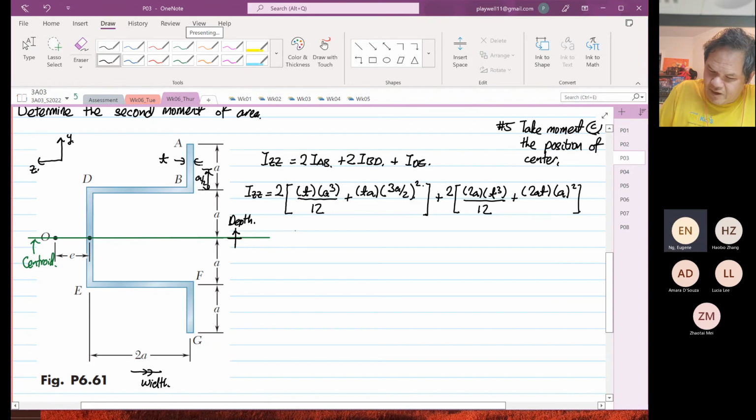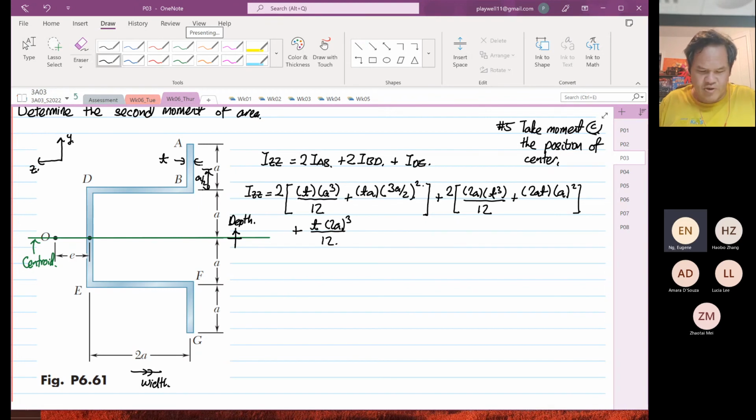And then we are going to plus IDE. So the width is T. The depth is 2A cubed over 12. Okay, and you don't need to plus because for DE, the individual centroid and the global centroid are in the same position.